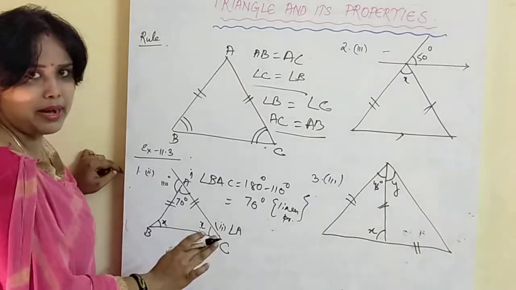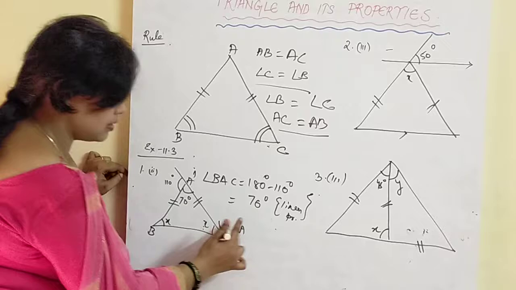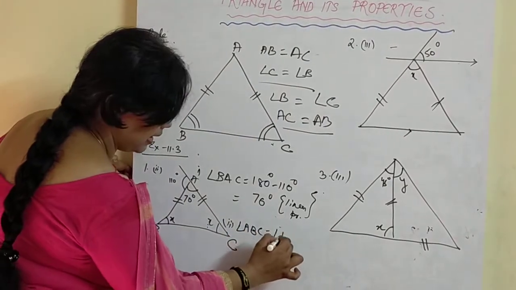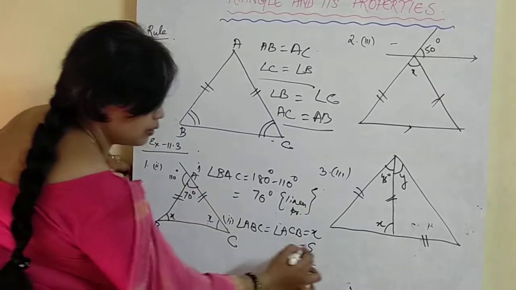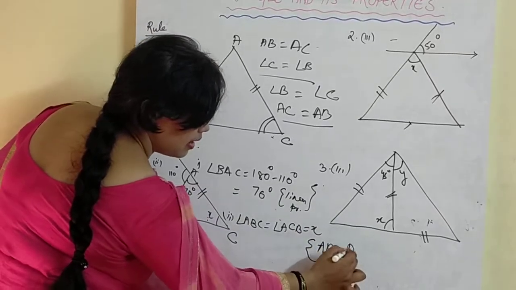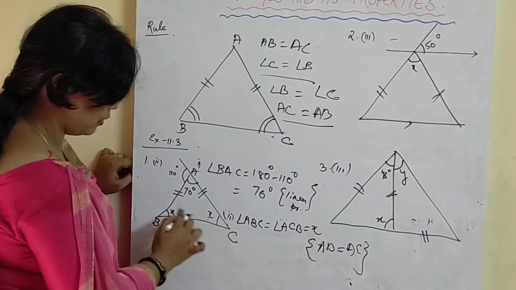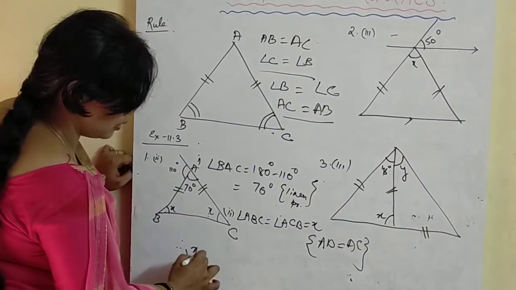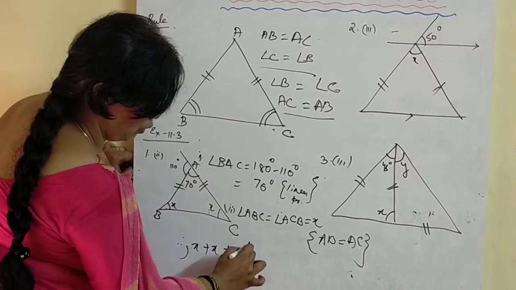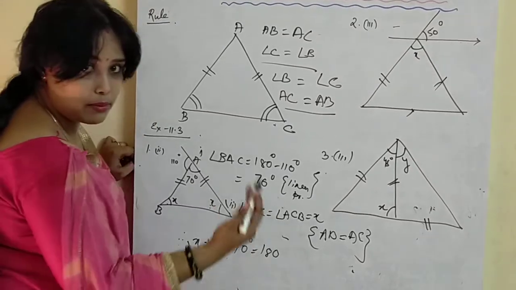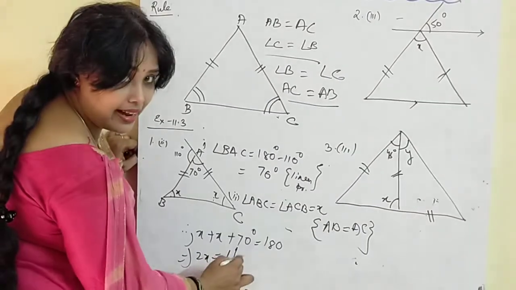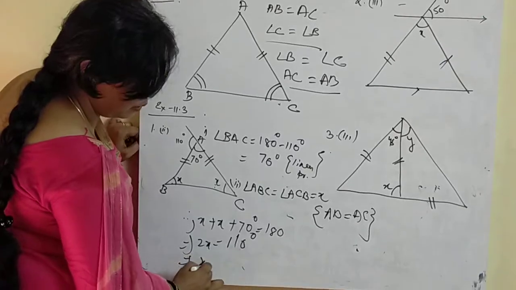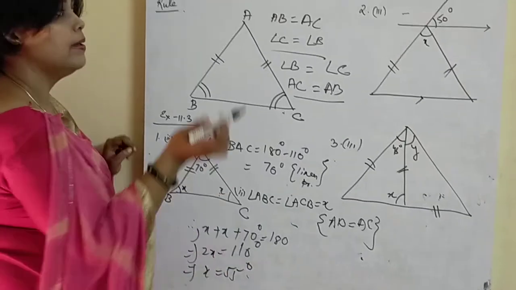Be very systematic, don't hurry. Angle ABC is equal to angle ACB is equal to x. Reason: AB is equal to AC. I have given it in the assignment also. So this is also x. Therefore, x plus 70 degrees is equal to 180 degrees. Reason: you will write sum of all angles in a triangle is 180. 2x is 110, because I am doing it directly, children. x is equal to 55. Solved.